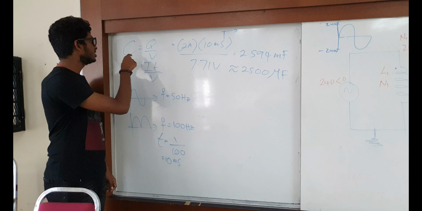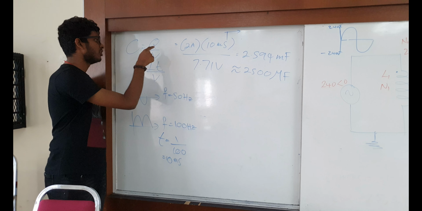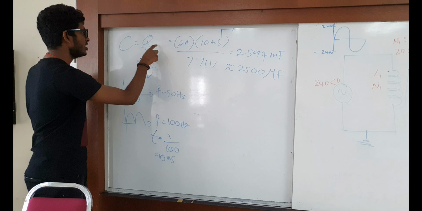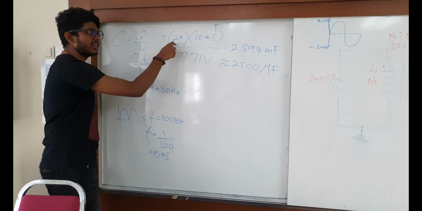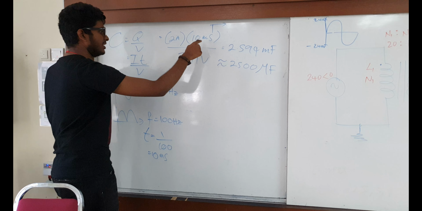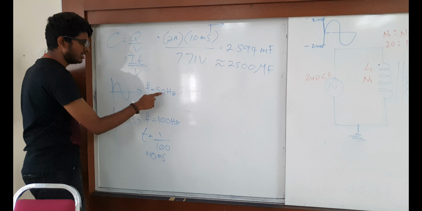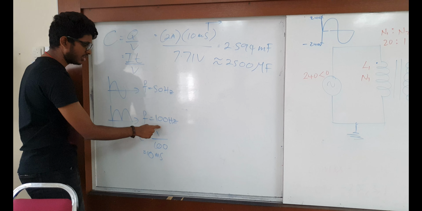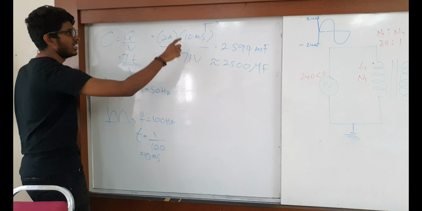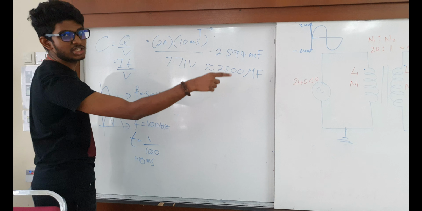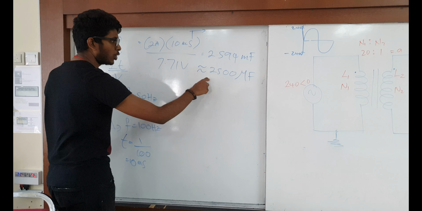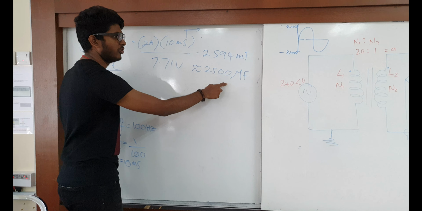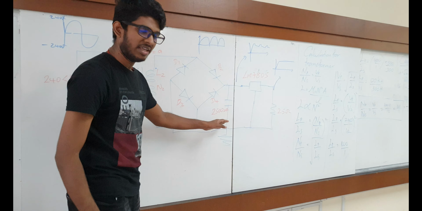This is the capacitance formula for the capacitor, which is Q over V. Q equals I times T, so we divide by V. The I is already specified in the question, which is 2 amperes. For the time, using this graph, the initial frequency is 50 Hz, and after rectification it's 100 Hz, so the time will be 10 milliseconds. We input the 10 milliseconds and the voltage, and we calculate. So we get 2.594 millifarad, which is approximately 2500 microfarad, which we will input in this circuit.